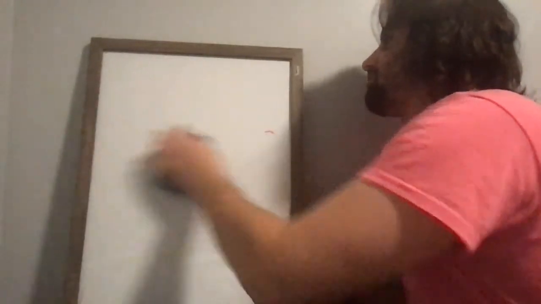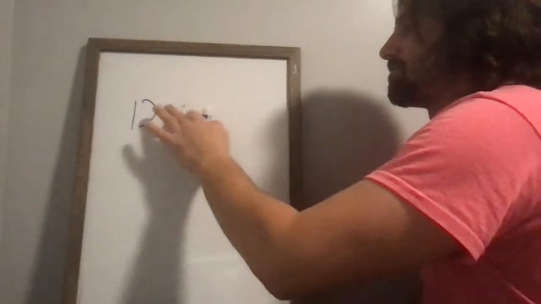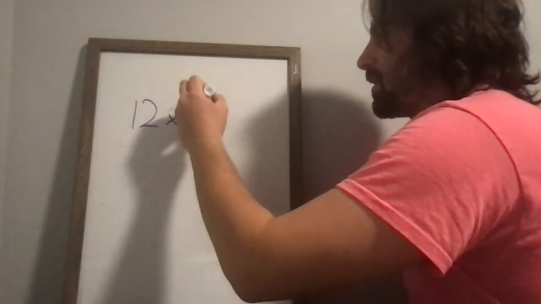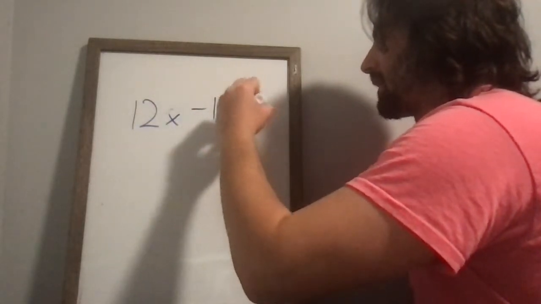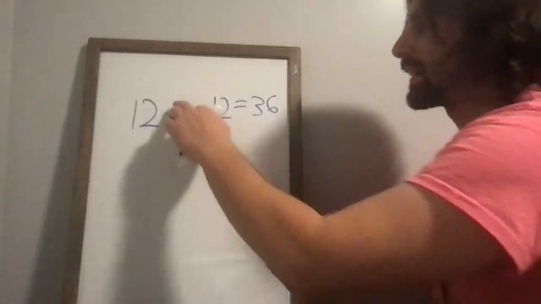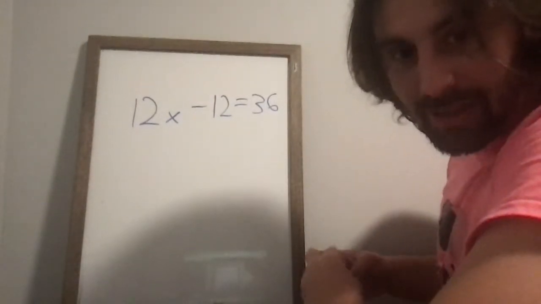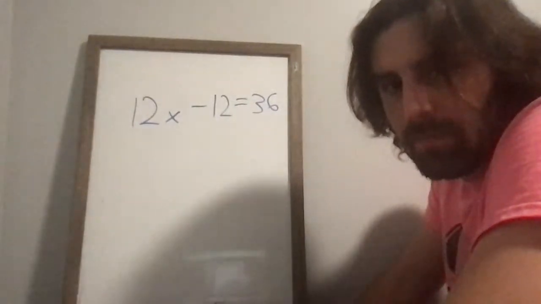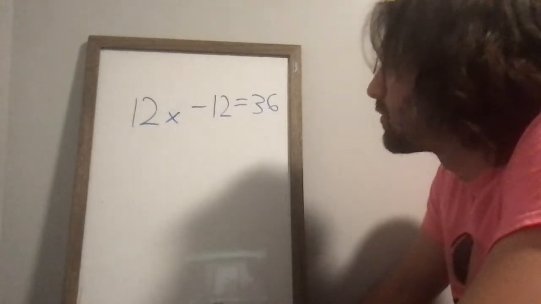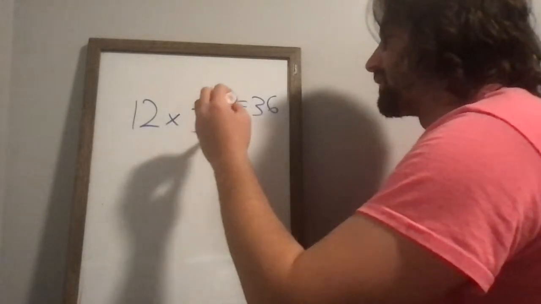All right. 12x minus 12 equals 36. So again, the operation is subtraction, so we need to add. We need to add 12, to get 12x by itself on one side of the equal sign.